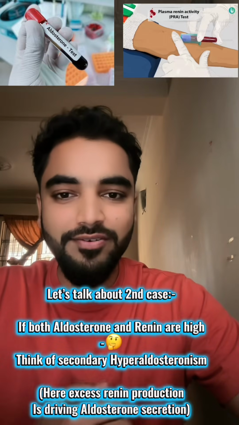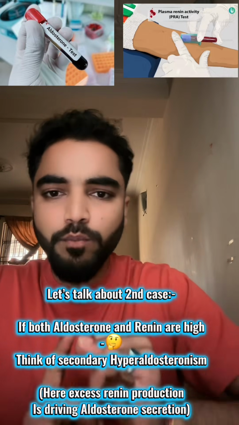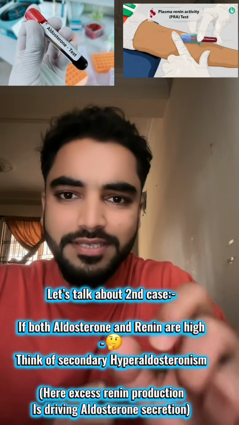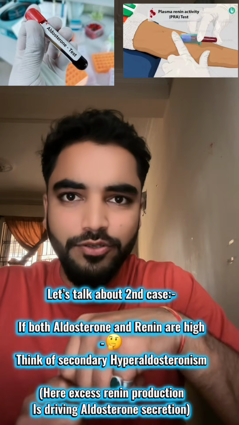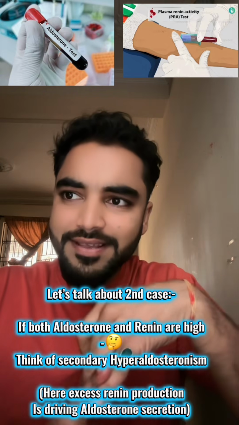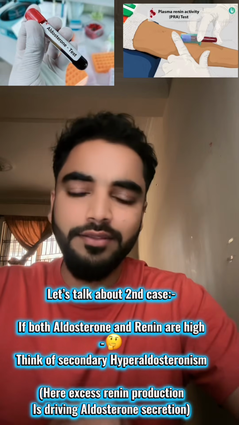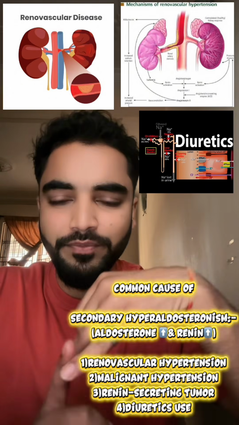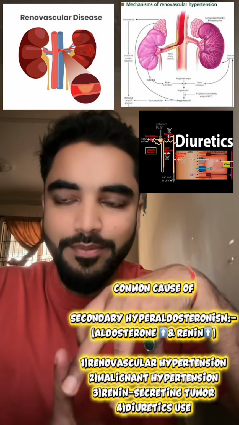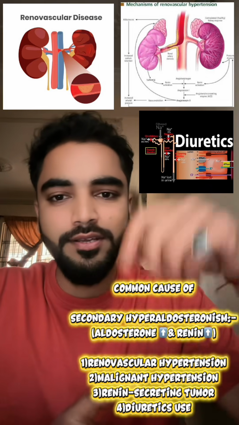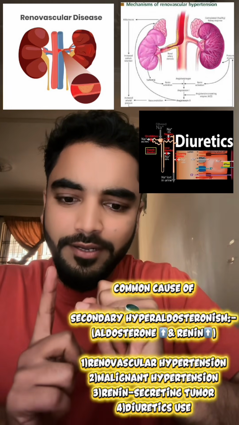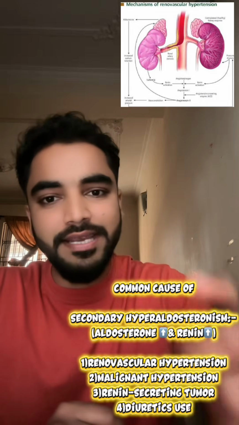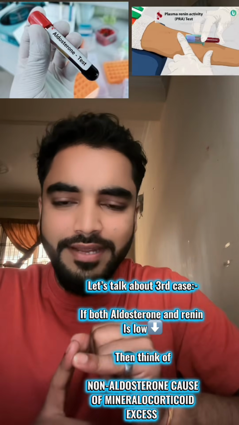Now let's talk about secondary hyperaldosteronism. If both the aldosterone level and the renin level are high, then always think of secondary hyperaldosteronism. In this condition, excess renin production is driving the aldosterone secretion. The most important causes are renovascular hypertension, then diuretic use, then malignant hypertension, and renin secreting tumor. Just remember that if the plasma aldosterone level is high and renin level is also high, then always think of a secondary cause.